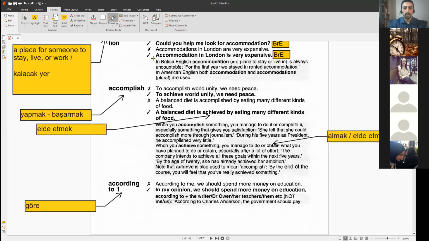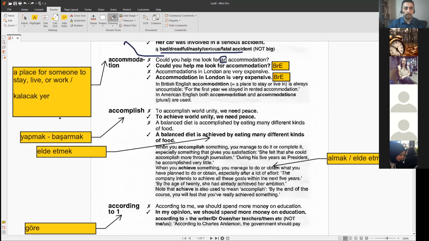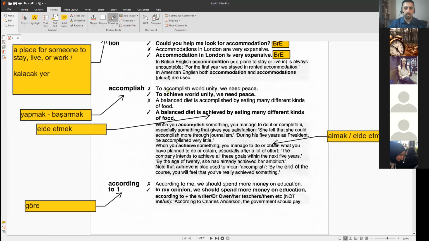Thank you, Betül. The next word that people make mistakes with is the word accomplish. The meaning of accomplish, as you see here, I have written, is yapmak or başarmak. So, one of you please volunteer to read. May I? Enisa, yes, please. To accomplish world unity, we need peace. To achieve world unity, we need peace.